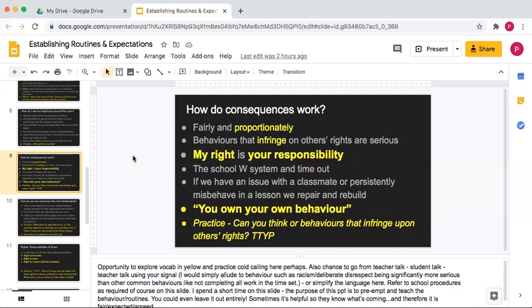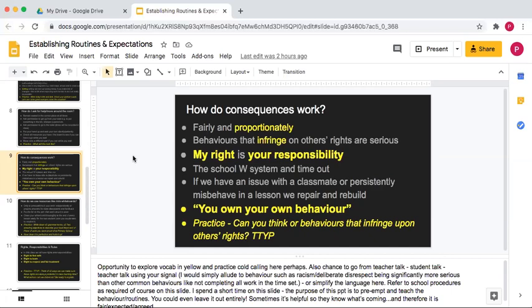And that my right, this notion that my right is your responsibility. There are things that I do and don't do to uphold your rights. So it's a collective thing together. More on that in the next couple of slides. And I talk about how we repair and we rebuild things. If we have an issue with someone, or there's a persistent issue and I have to speak to someone, then we're going to talk about it. We're going to have a conversation.